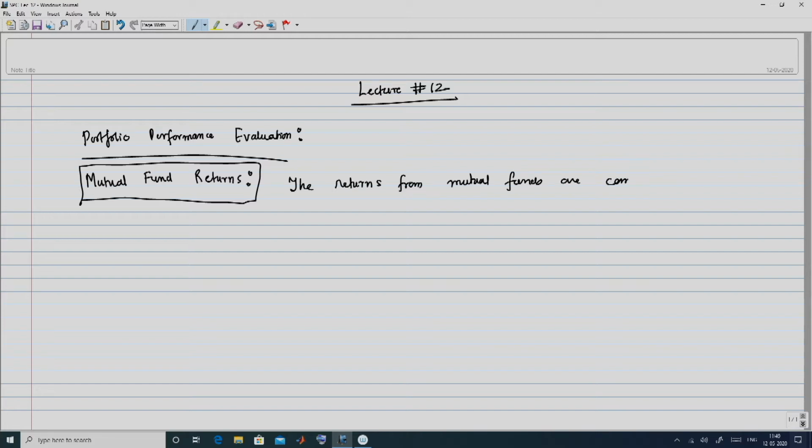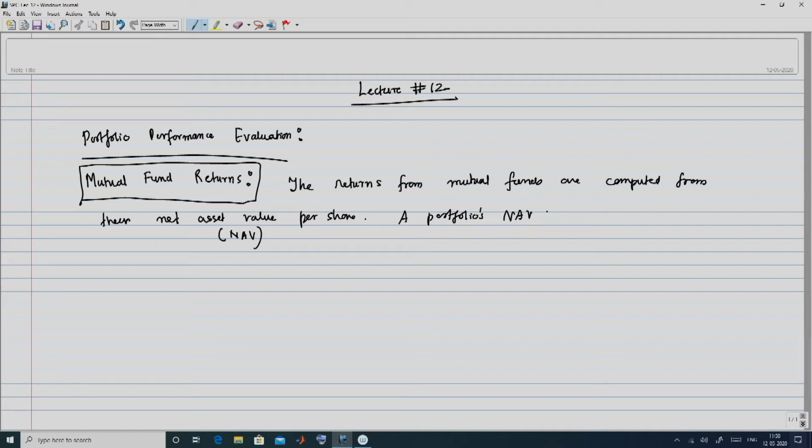are computed from their net asset value per share, and the net asset value is abbreviated as NAV, another term you might be familiar with. And I have to define what is the NAV.